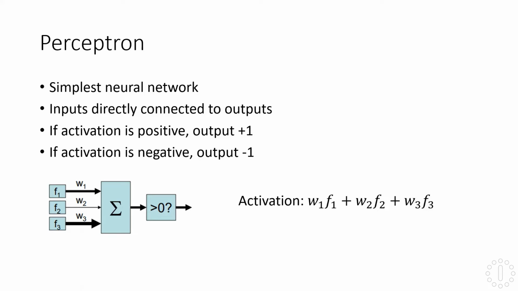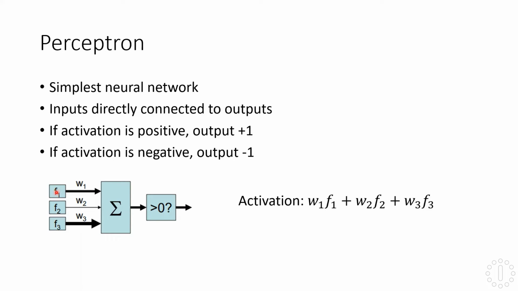In the previous video, we saw that neural networks can help us solve many complex problems, or help us classify complex data with high accuracy. The simplest neural network is a perceptron. This is a neural network in which the neurons in the input layer are directly connected to the neurons in the output layer. In the example that we have here, the inputs are F1, F2, and F3, and the output is here.